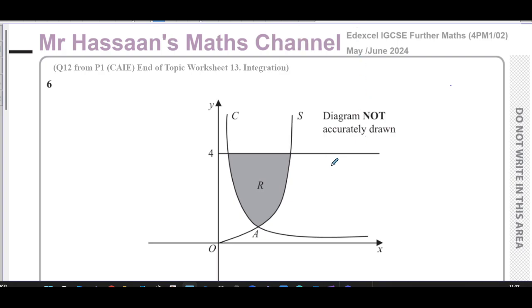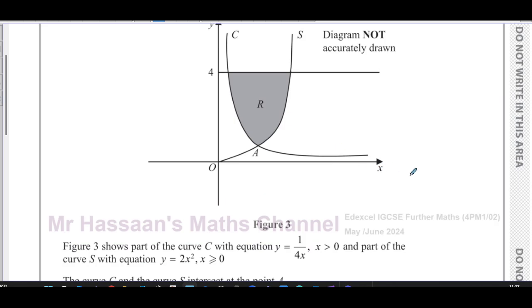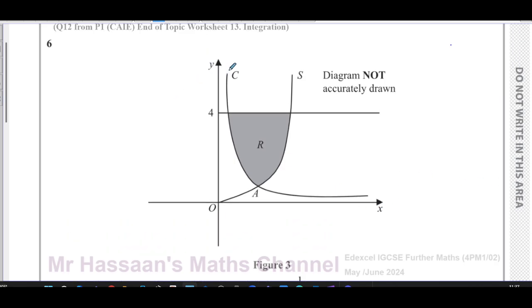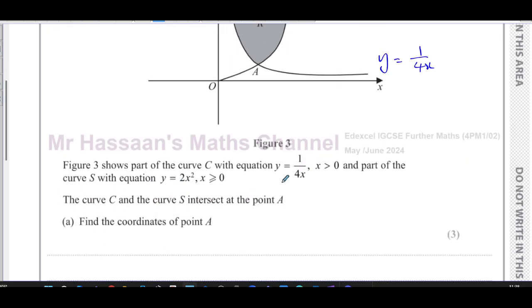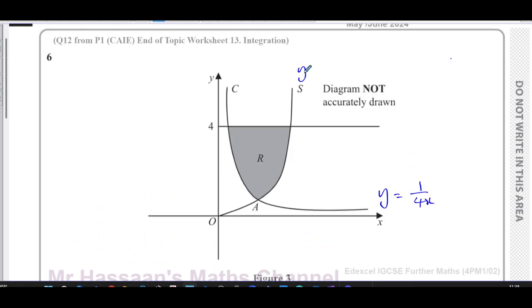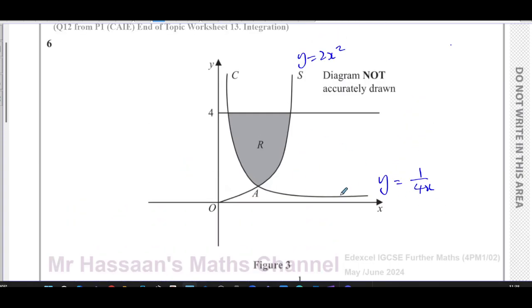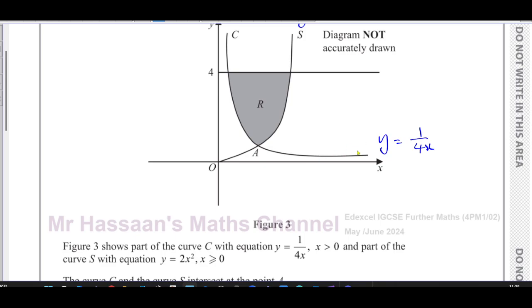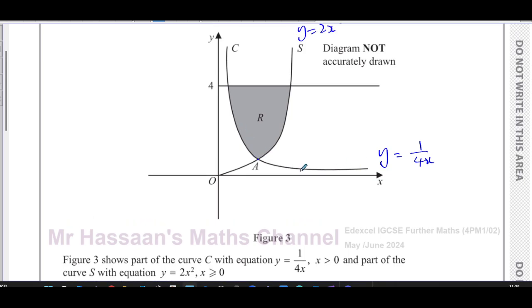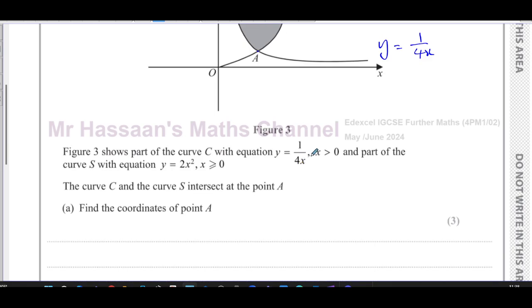So this question here, part A, we're told about these two curves, curve C, which is this curve over here, which has equation y equals 1 over 4x, and also another curve, curve S, with the equation y equals 2x squared. For curve C, they've told us that x is greater than 0, and for curve S, the domain is x is greater than or equal to 0. So we have this reciprocal curve and this quadratic curve in this diagram, and they told us that these two curves intersect at the point A over here. And part A of the question tells us to find the point of intersection.